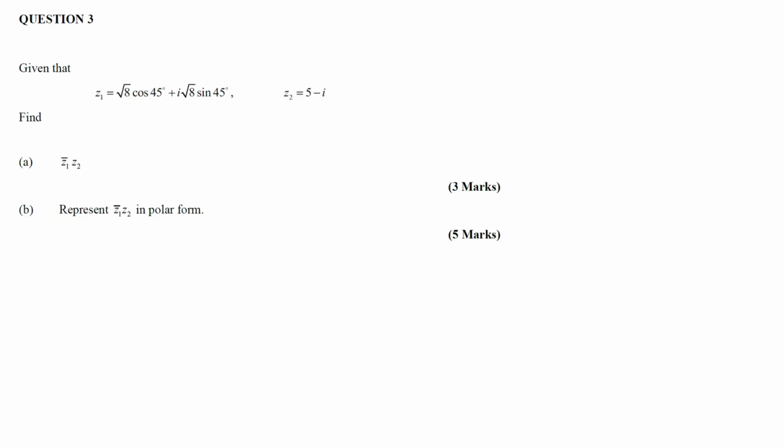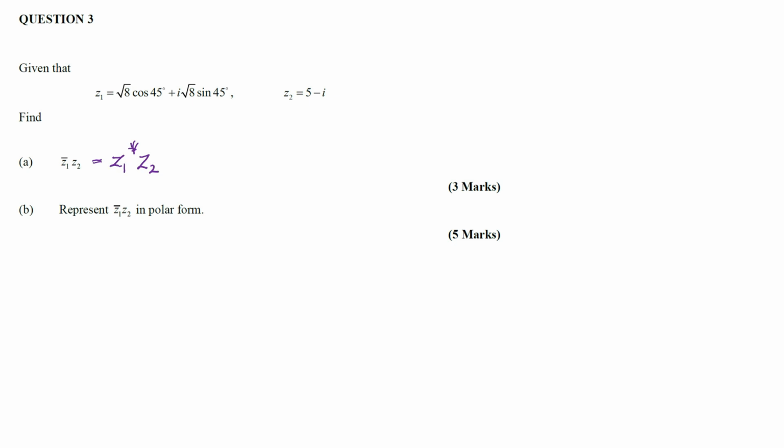Alright, next question, complex number. Given z1 equal to sec 8 cos 45 plus i sec 8 sin 45, z2 equal to 5 minus i. Find the conjugate of z1 multiplied with z2. So this one can also be written as z1 star, to represent the conjugate, times with z2. So the star over here represents the conjugate, not the multiplication between the z numbers.